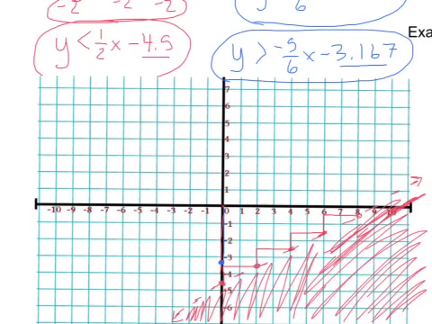That's what I'm going to do. I'm going to go up 1, 2, 3, 4, 5. And to the left, 1, 2, 3, 4, 5, 6. So there's my other point. Now, is this a solid or a dotted line?